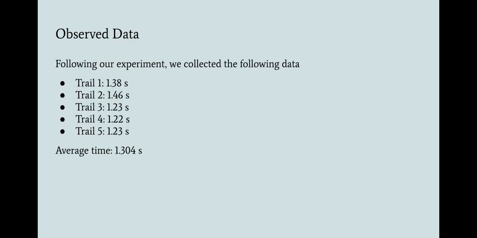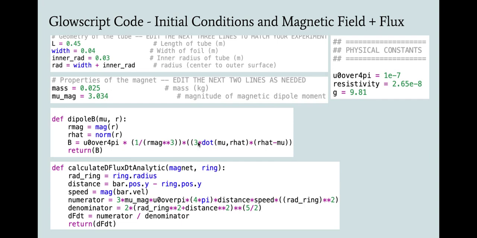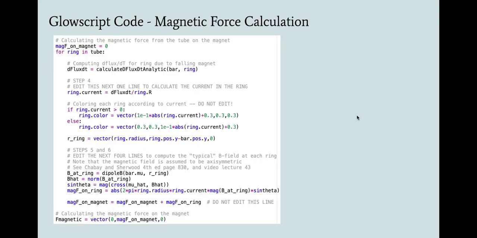So this is the observed data. These are the times for each of our trials, and then I averaged them, and that's where I got the value that I mentioned earlier. And then here's the ClosScript code I created or edited to simulate the experiment computationally. These are the initial conditions and magnetic field and flux. The initial conditions are here, and then this is the function for the magnetic field, the function for the magnetic flux, and then this is the magnetic force calculation.